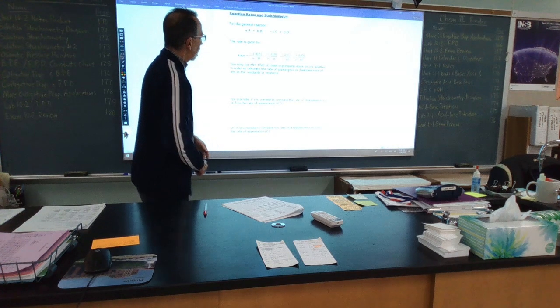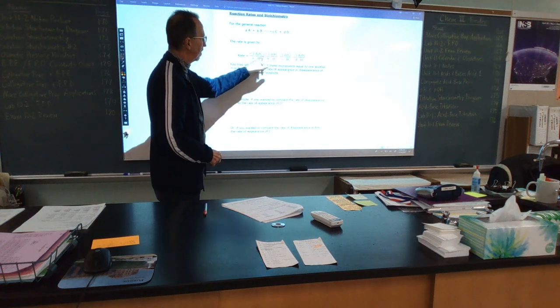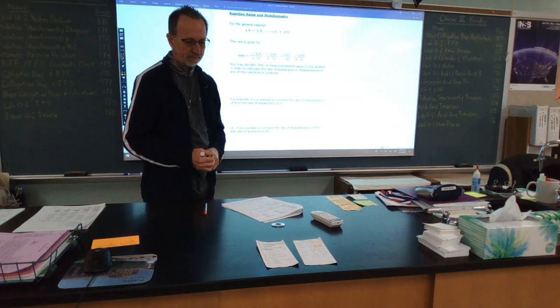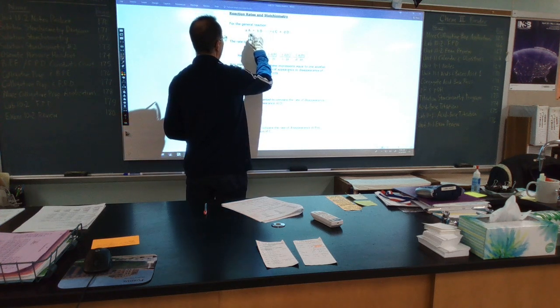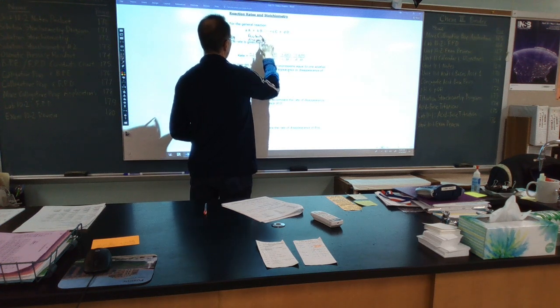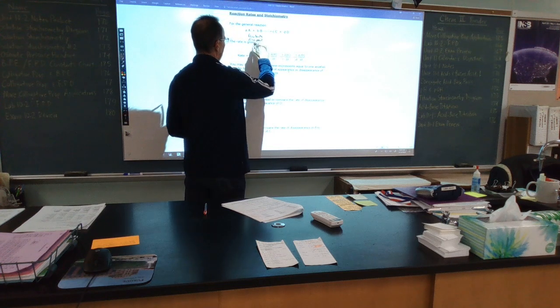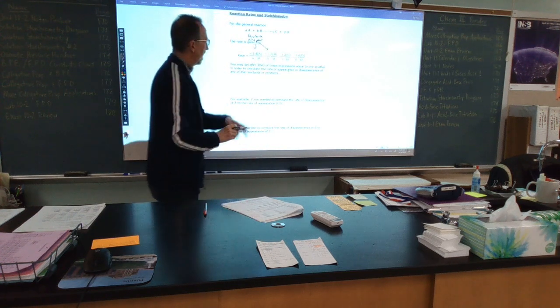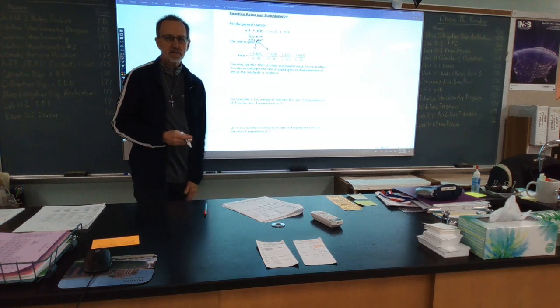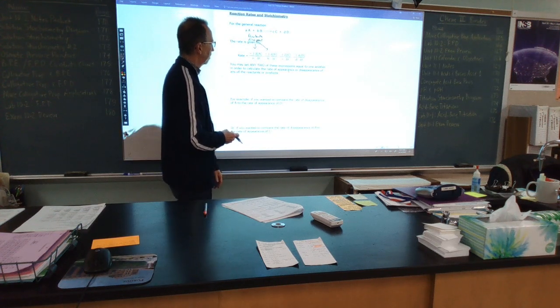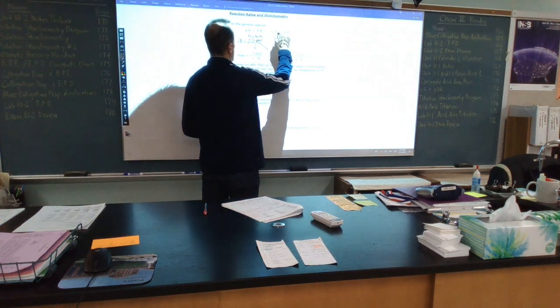Notice that A and B have a negative sign in front of them. Remember, A and B are reacting and they disappear. And so we have a negative sign in front of the rate so that the rate comes out to be an absolute value. C and D are the products.